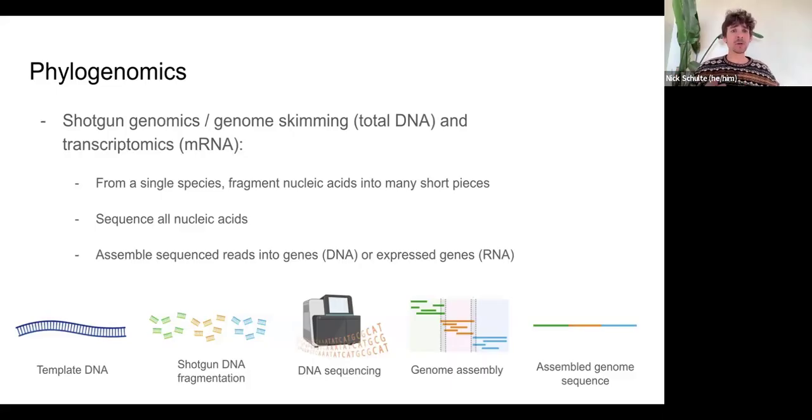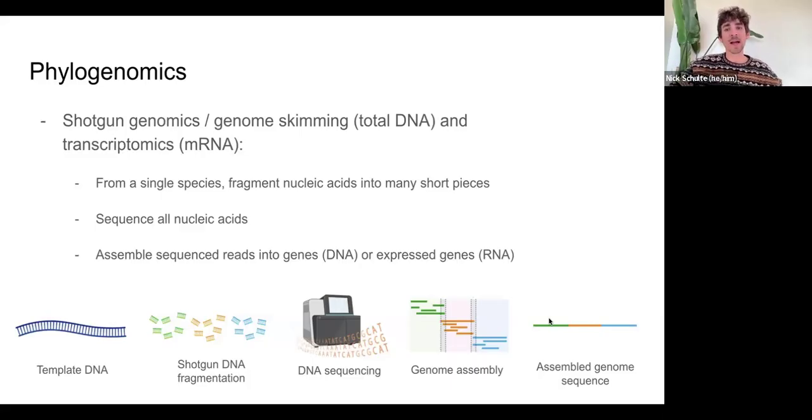Basically, the process for running shotgun genomics is that from a single species, you fragment all the nucleic acids into many short pieces. You sequence everything. There are no primers. You just get everything back, and oftentimes you'll get some bacteria, things like that. But then you'll assemble those sequences based off of their overlap with each other, and oftentimes with some reference that we have available of a closely related taxon. And then we can actually assemble a full genome sequence and then annotate that based on which genes we retrieved from that process.